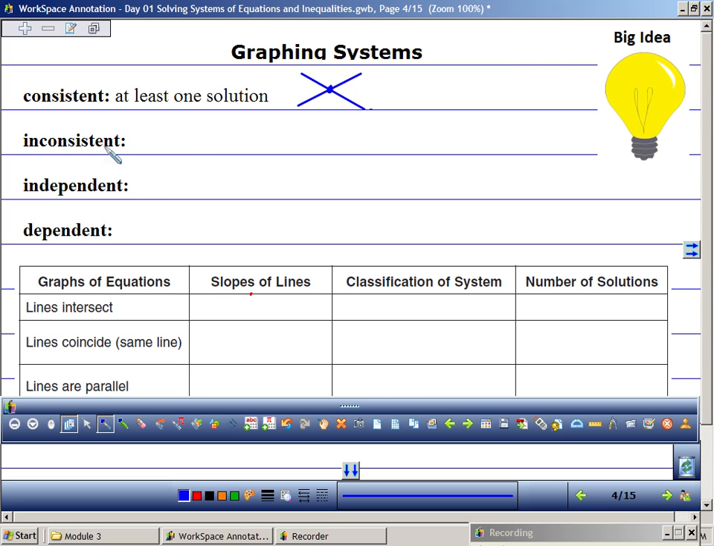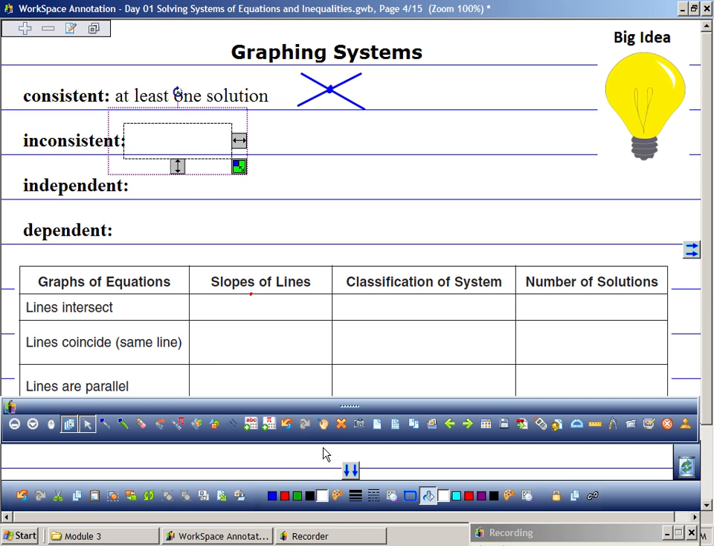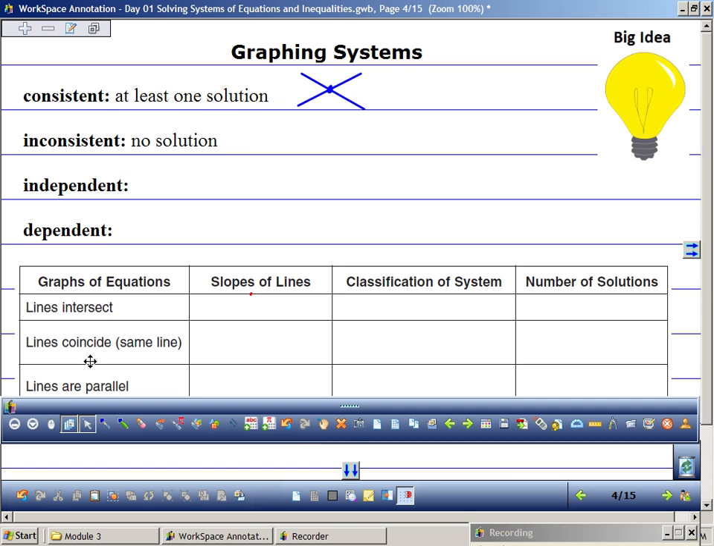So what would inconsistent be? If consistent means there's a solution, what would inconsistent be? There's no solution. Right? Exactly. Parallel lines would be inconsistent, right?